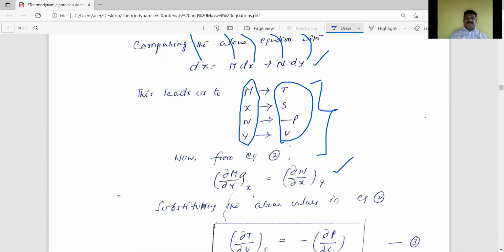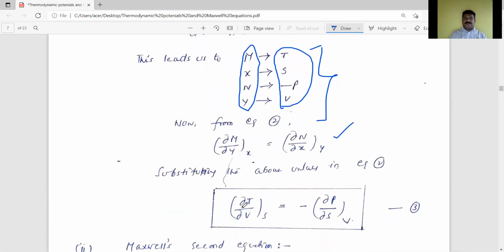Easy. If you substitute m here, what is the value of m here? T. So you see, dou t by, what is the value of y here? V. Dou t by dou v, what is the value of x here? Yes. So dou t by dou v at s equal to, here we have dou n by dou x at y. If you substitute the related values, what is the value of n here? Minus p. So what is the value of x here? Yes. And what is the value of y here? This is v. So minus dou P by dou S at V.